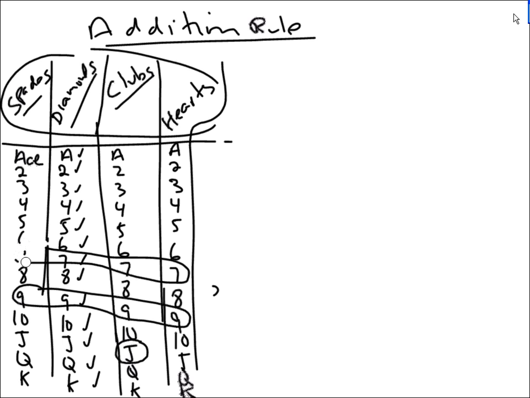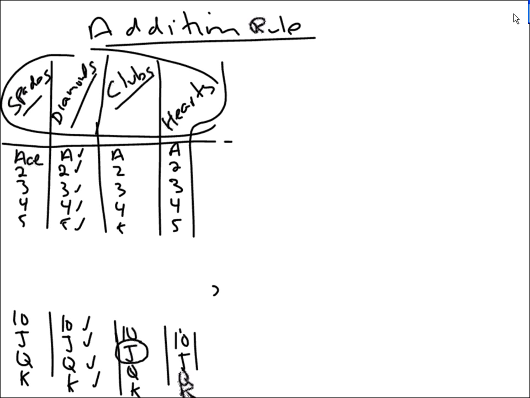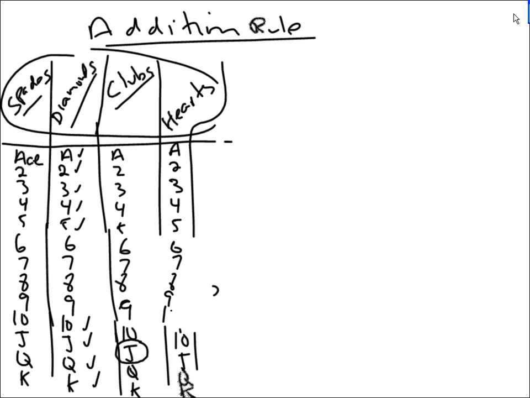First thing I want to do is get rid of the circle. Maybe we just remove the whole thing and put it back. Okay, 6, 7, 8, 9. There are your 52 cards once again. Eight and nine. Okay.